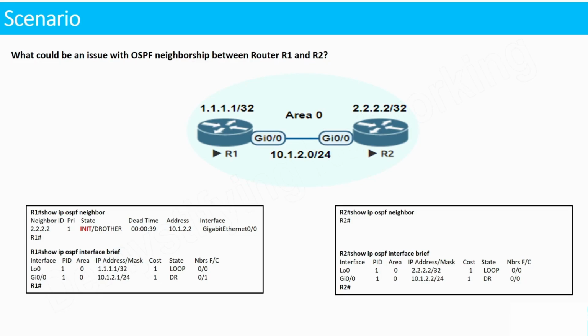10.1.2.0/24. If we run the show IP OSPF neighbor command on router 1, we see that the neighborship with router R2 is in init state. But if we run show IP OSPF neighbor command on router R2, it does not show us any output. So there is clearly some issue with the OSPF neighborship between router 1 and router 2. So let's see what is the issue and how to fix it.